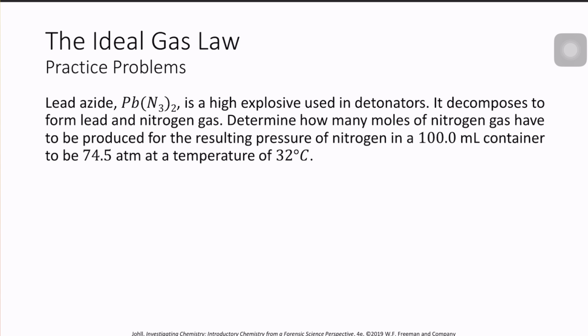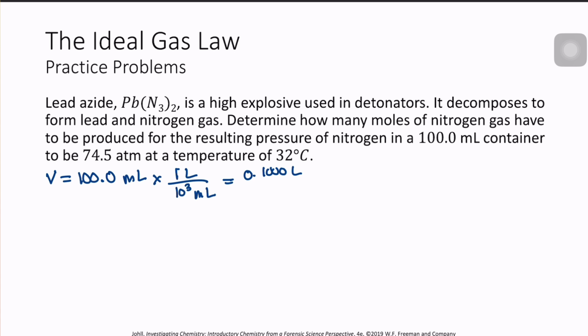So again, I am going to write out all of my numbers and assign them variables. The first number I come across is 100 milliliters. So I know this has to be my volume. But if you recall, the volume for the ideal gas law must be in liters. So I'm going to have to convert this into liters. So that gives me 0.1 liter.